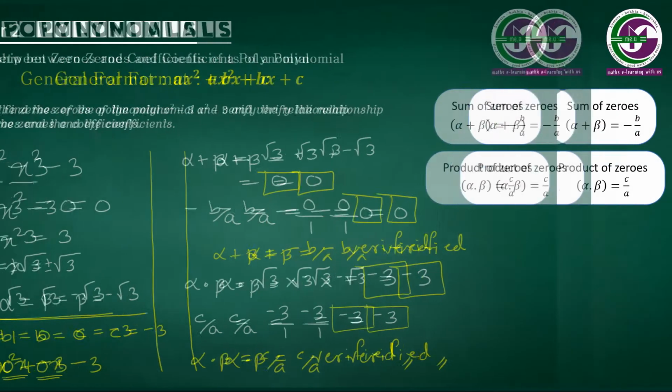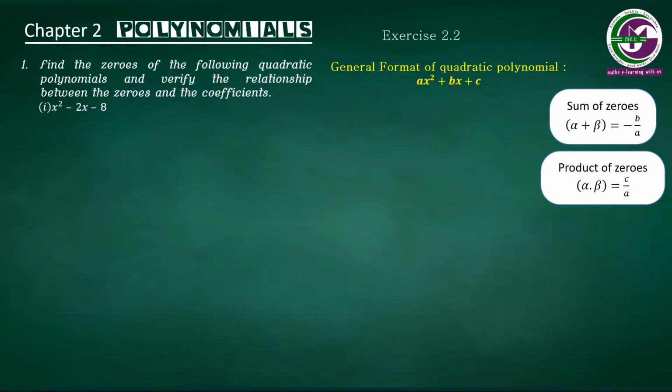Verified. Now let's solve the exercise 2.2. First question, find the zeros of the following quadratic polynomials and verify the relationship between the zeros and the coefficients. The first question is x square minus 2x minus 8. X square minus 2x minus 8.